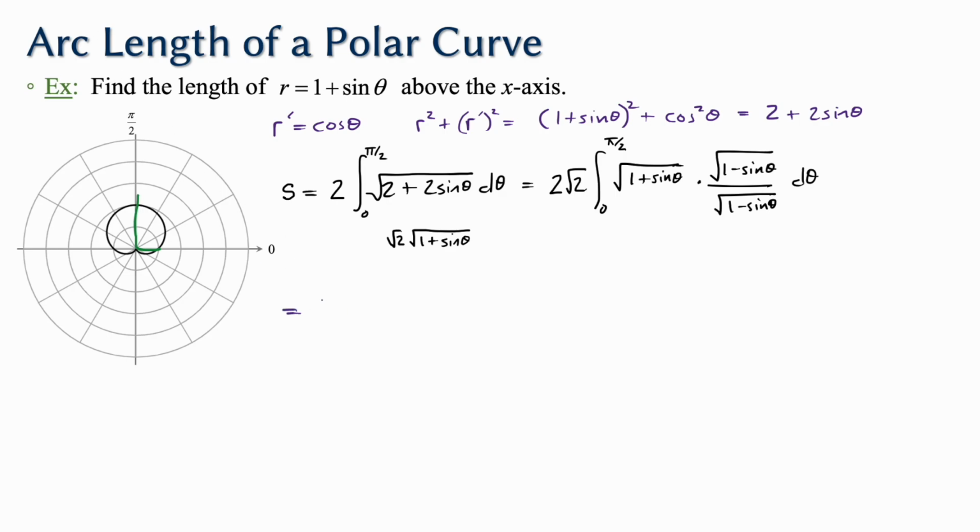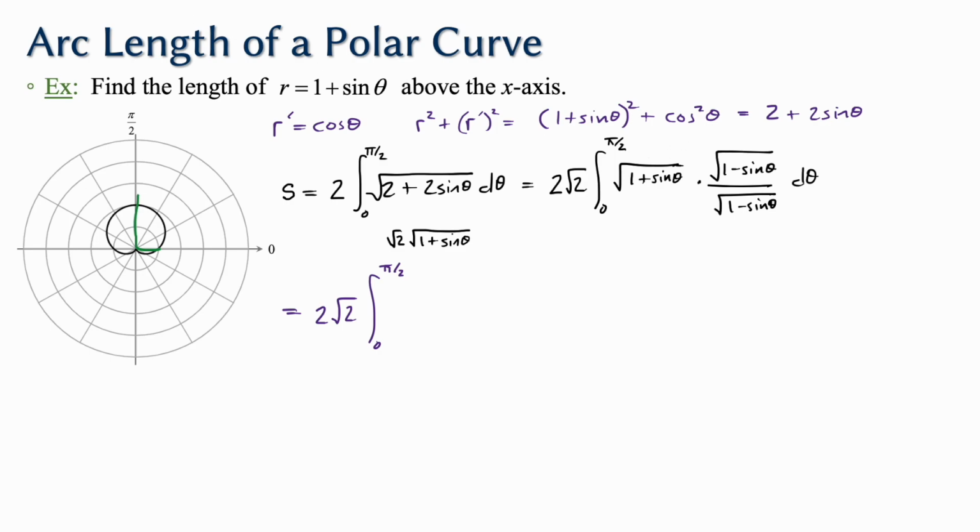So on the outside, I still have my 2 radical 2. When you think about simplifying the inside, on the top, 1 plus sine theta times 1 minus sine theta creates a difference of squares, which is going to be 1 minus sine squared. And obviously 1 minus sine squared is equal to cosine squared. If you take the square root of that, that's just going to be cosine.